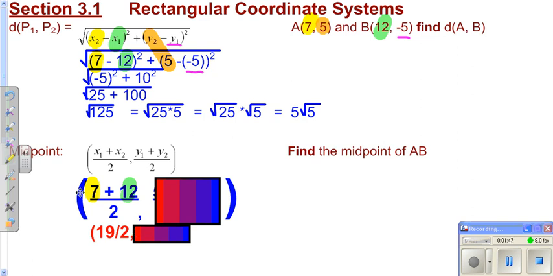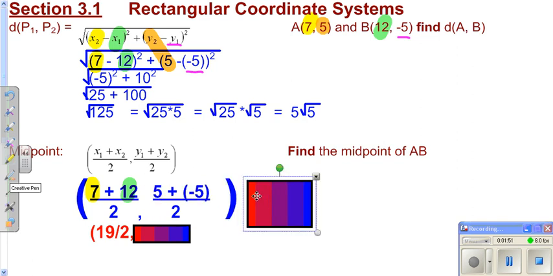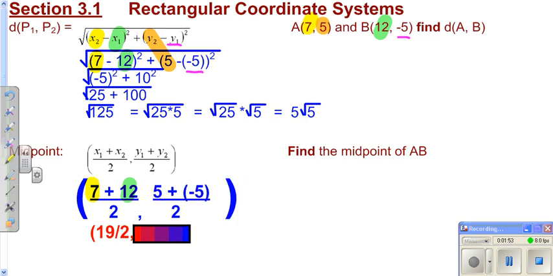Add your two y coordinates together. Your y coordinates, once again, are the first one here and your second one here. That gives you 0 over 2. 0 over 2 is 0. So if you wanted to write this once again as a 9.5 comma 0, you could. That would work. Wouldn't be a big deal.